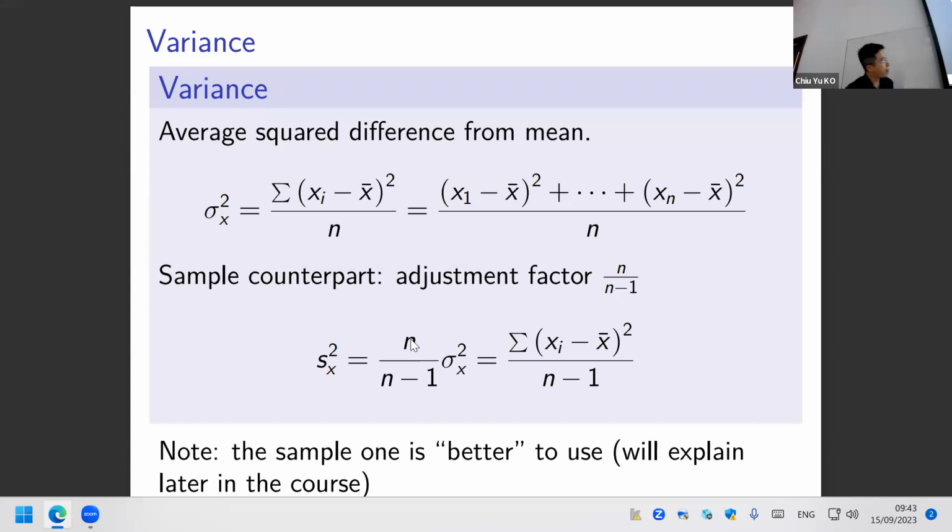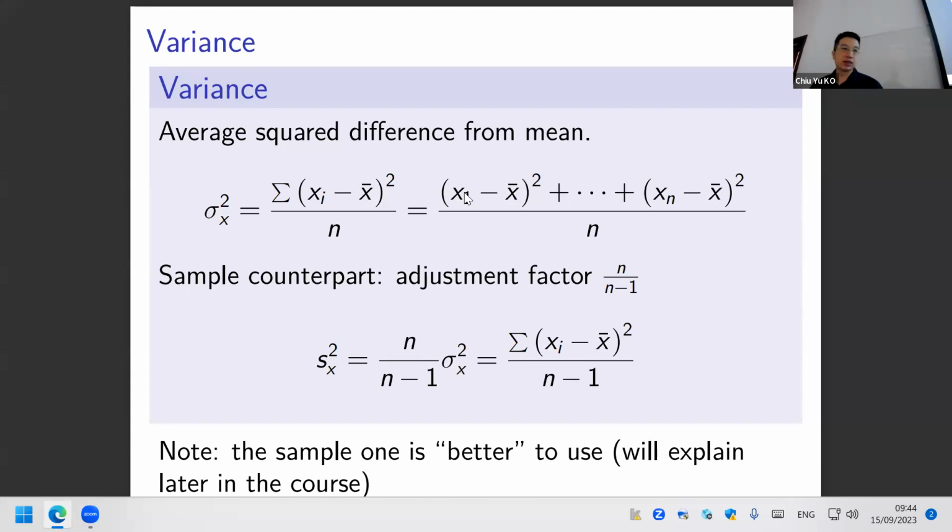Next one is variance. Just to remind you, this is the distance from the mean. Adding up each observation's distance from the mean, squared, divided by n. We care about the average squared distance from the mean in the whole population, but to do so we can't exactly do that, so you have to divide by n minus 1 instead.